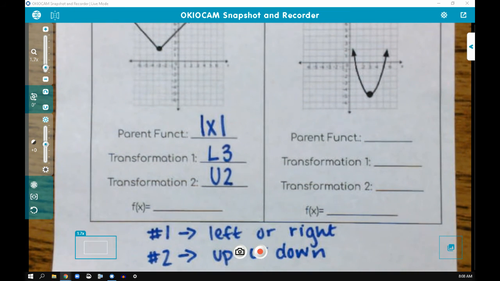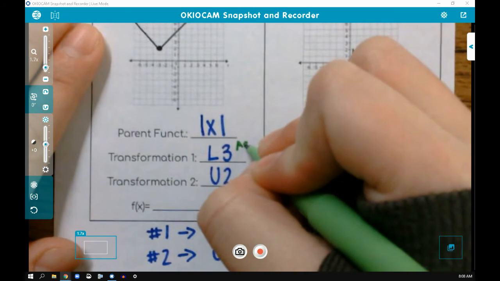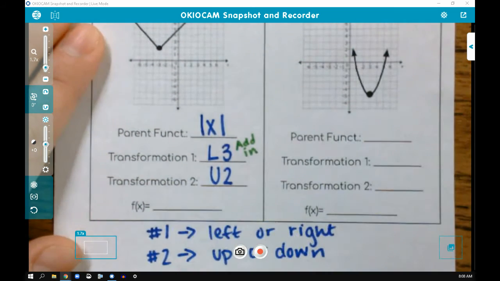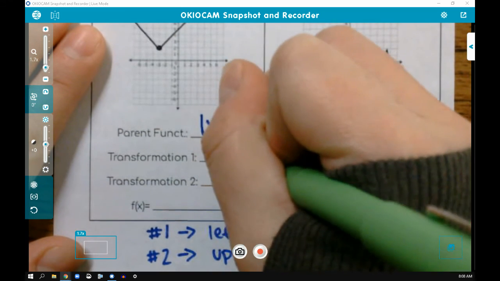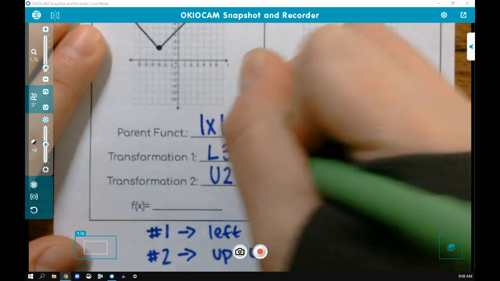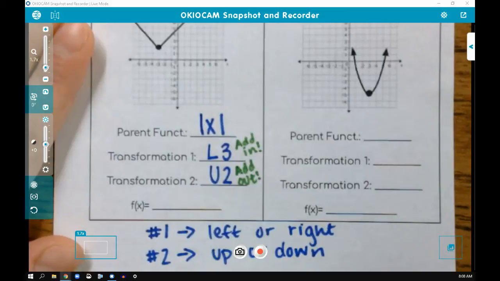Then, if you need to, for left and right, it's inside. So for left, I add inside. So if you need to, write down add inside. And then up 2 is add outside. If you need to write yourself a note that says I add in and then I add out, that might help you.